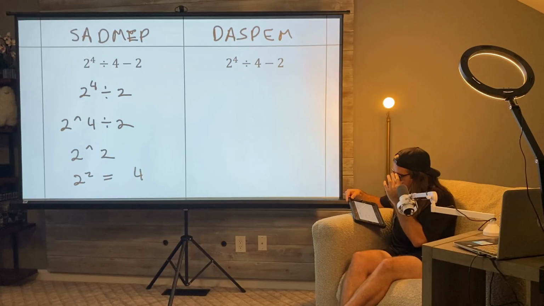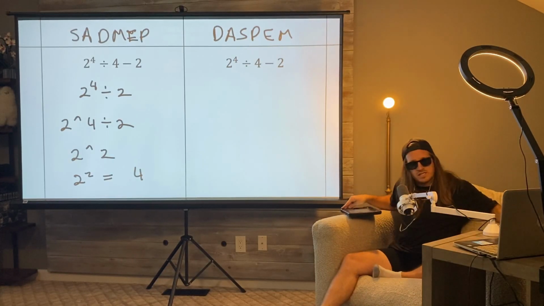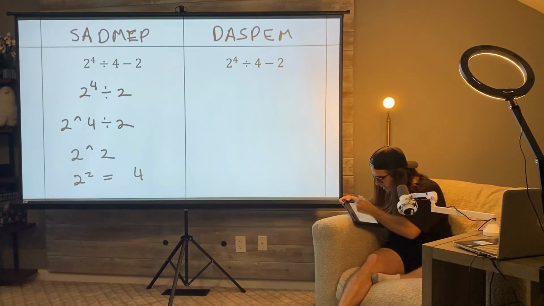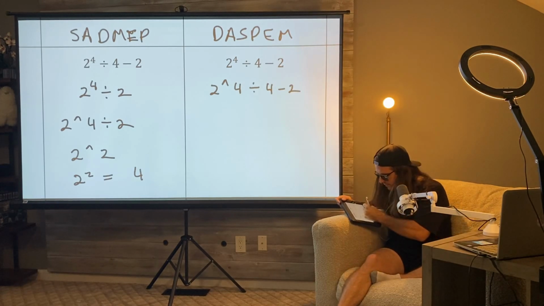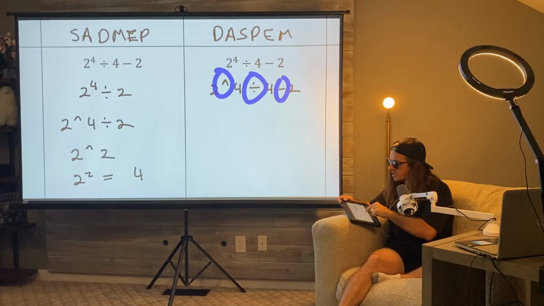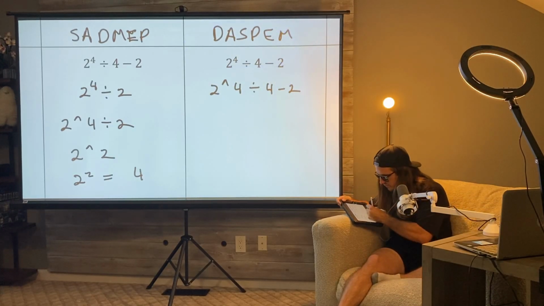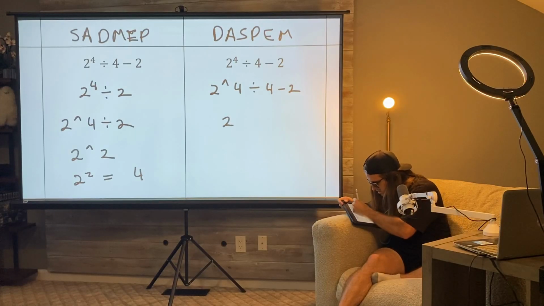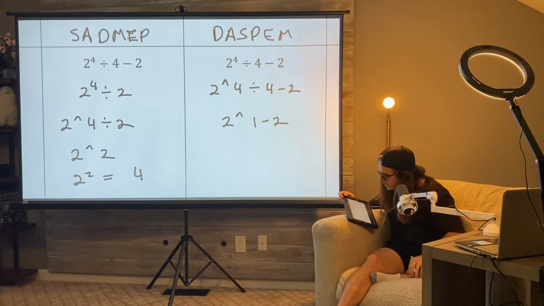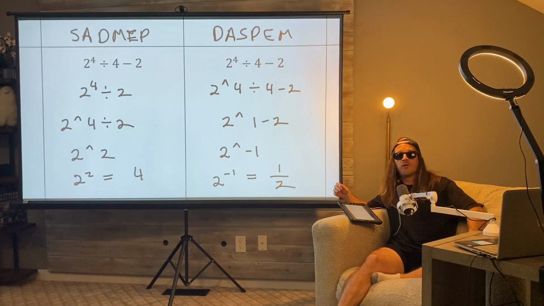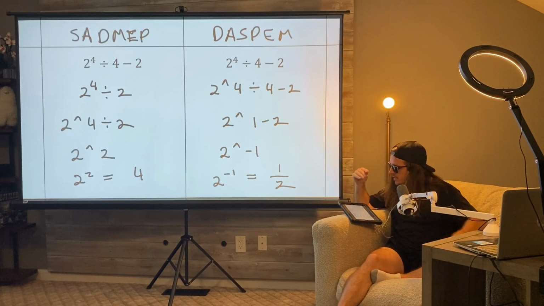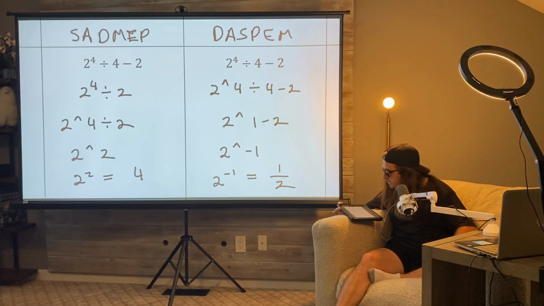Okay, how about this one? We need to do the division first, but notice here that we're going to divide 4 from the exponent of 4. So I'm going to rewrite this problem as 2 caret mark 4 divided by 4 minus 2. So you can see we have 3 different operations: the exponent, the division, and the subtraction. According to DASPEM, you need to do division first. 4 divided by 4 is 1. And then we need to do subtraction next. That's 1 minus 2. So this becomes 2 to the negative 1, which is 1/2. Wow, that's pretty cool. This order of operations gave you a negative exponent, which means reciprocation.